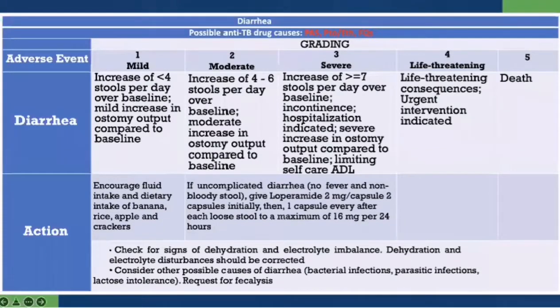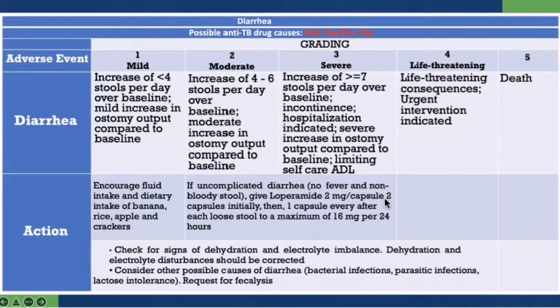So persistent diarrhea may be caused by your drugs PAS, prothionamide, or your fluoroquinolones. So if your patient has loose bowel movement of less than 4 times a day, that will be considered as mild. And if it is 4 to 6 episodes per day, that's moderate. And if it's more than 7, that's severe.